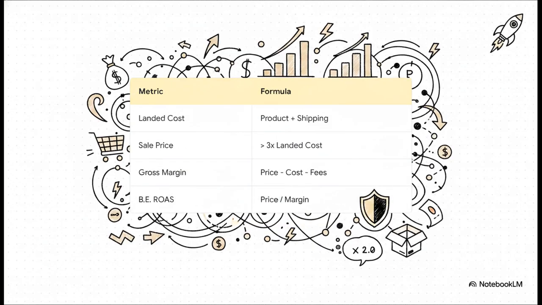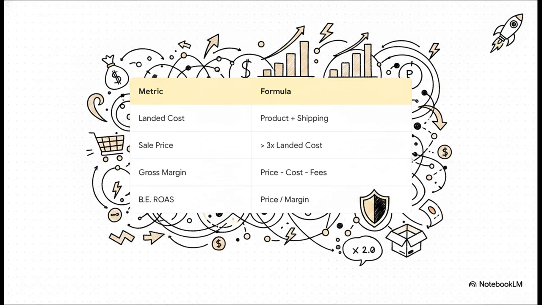Surviving Phase 4 is awesome, but massive demand means literally nothing without sustainable profit margins. Welcome to Phase 5, Financial Validation. Before you even think about spending a single dollar on ads, you have to calculate your unit economics. First, determine your landed cost by combining the base product cost and the explicit supplier shipping cost. Next, your target sale price absolutely must be a minimum of 3 times that landed cost. Then, calculate your gross margin by taking your sale price and subtracting the landed cost plus standard processor fees, which are usually around 2.9% plus 30 cents.